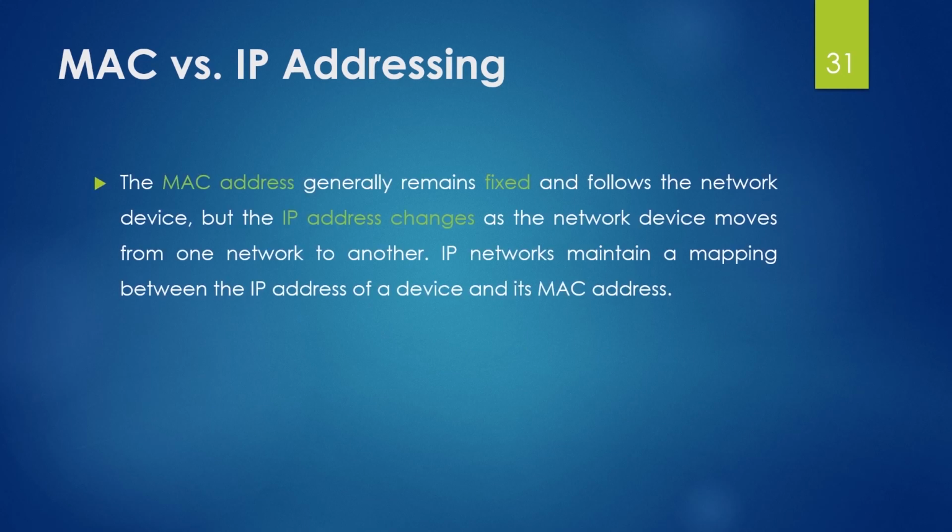MAC address versus IP addressing. So a MAC address generally remains fixed and follows the network device. But the IP address changes as the network device moves from one network to another. So IP networks maintain a mapping between the IP address of the device and its MAC address.